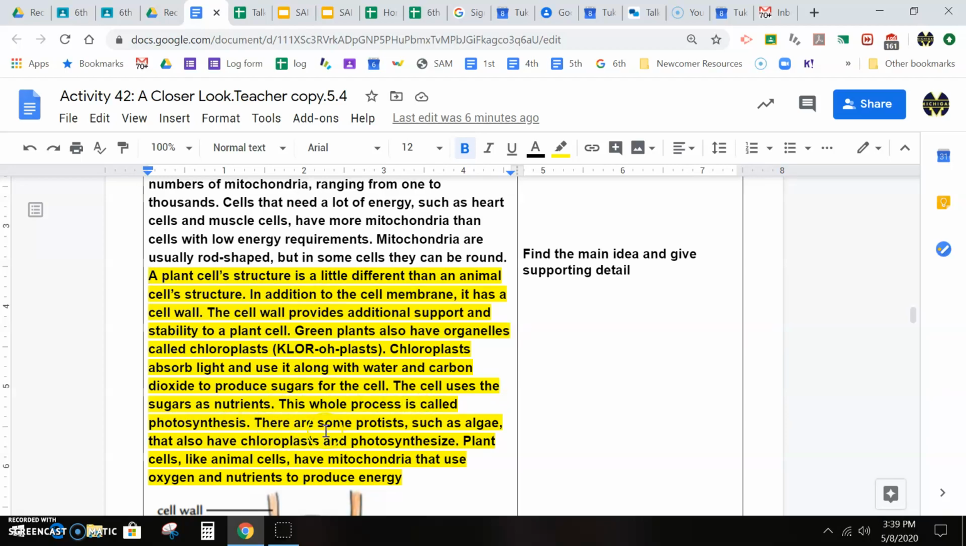There are some protists, such as algae, that also have chloroplasts and photosynthesize. Plant cells, like animal cells, have mitochondria that use oxygen and nutrients to produce energy.